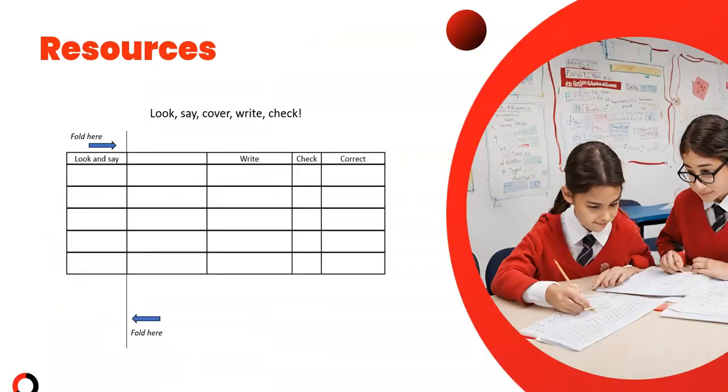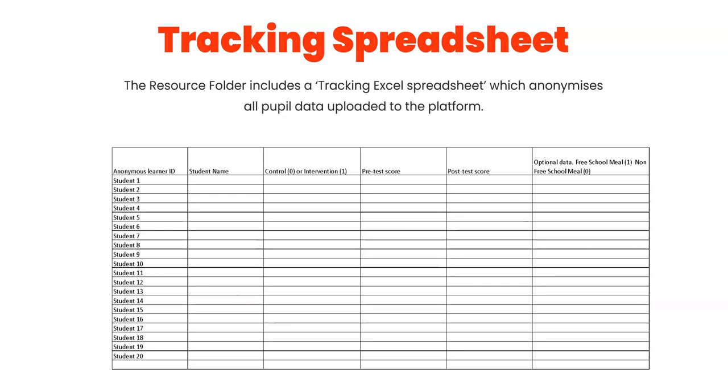In the resource folder, you'll find a copy of the template that you can use, also an A4 guide for the assessment, and then an FAQ with frequently asked questions. You'll also find a tracking spreadsheet, which allows you to link an anonymized learner ID to a student in your class.